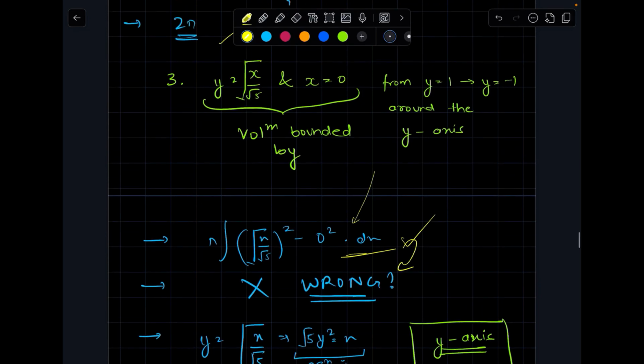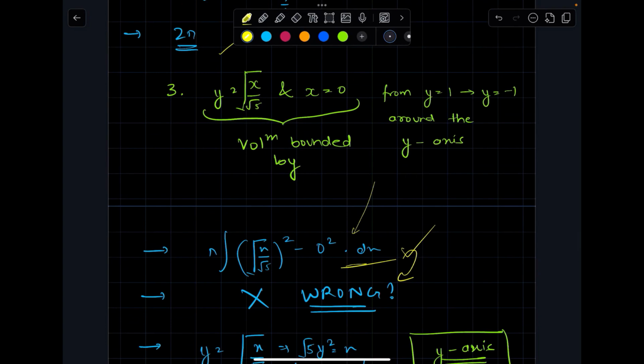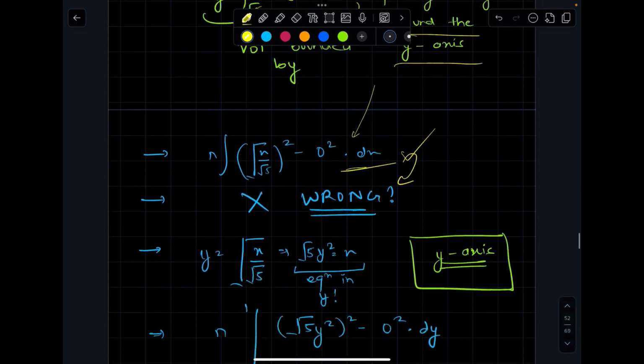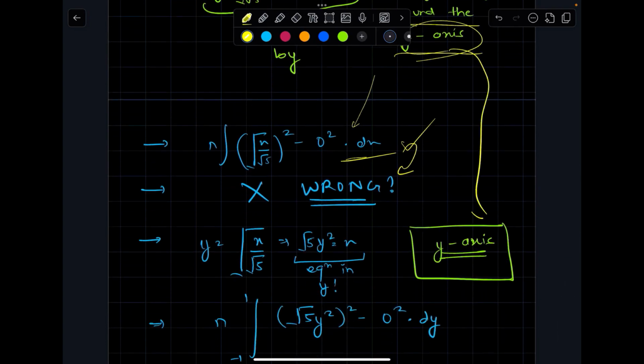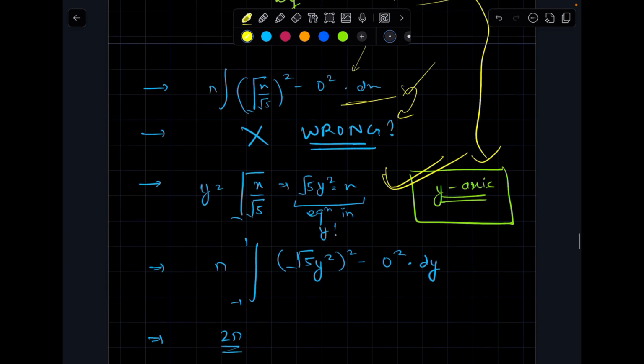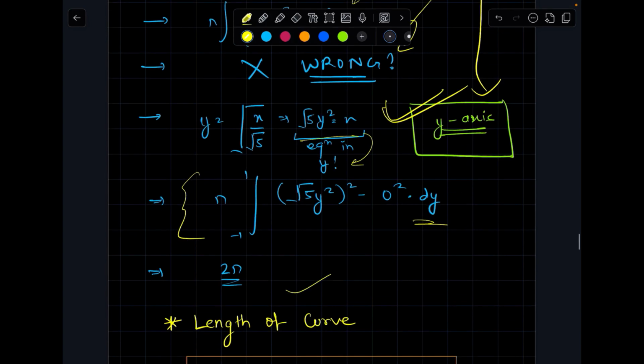Wrong. Because if you paid attention, we have to rotate around the y-axis, and not the x-axis. So we cannot integrate it with respect to dx. We can't use functions which are in x. We need to use functions of y and integrate with respect to y. So we write the equation in y, integrate it with respect to dy, input all the limits, and we'll get the answer as 2 pi.